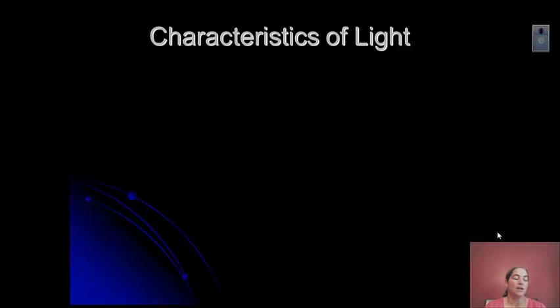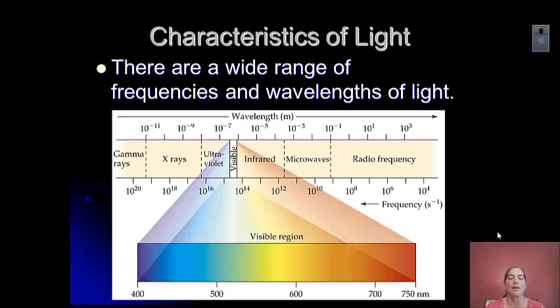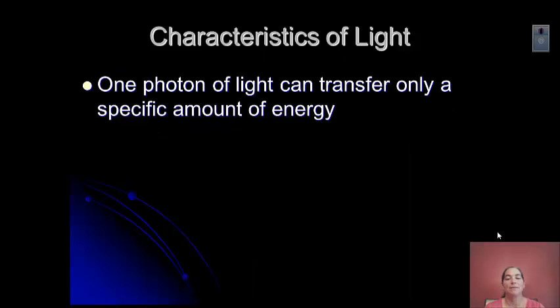And then let's talk about some characteristics of light. There are lots of frequencies and wavelengths of light, and you kind of saw that on the little chart from your reference table earlier. And you can see again, this one looks a little bit different, but that visible region of light is really small compared to all of the other parts of light. So we can only see very small sections of that light spectrum, but there are lots of other important types of electromagnetic radiation or light. One photon of light really can only transfer a certain amount of energy.